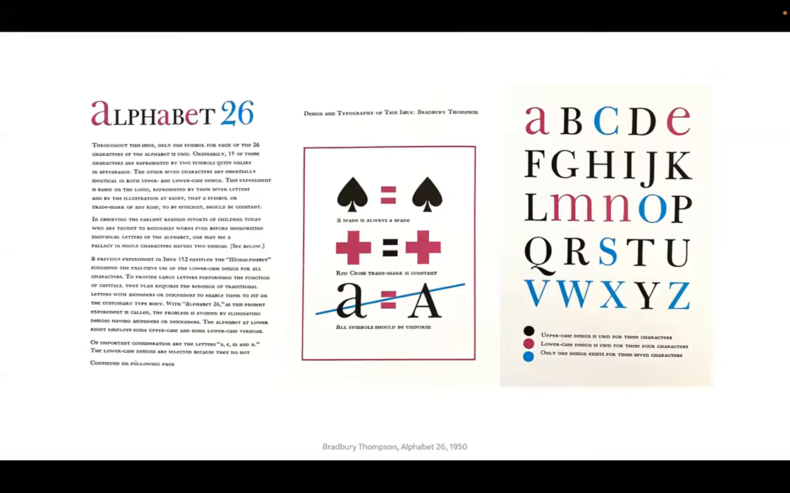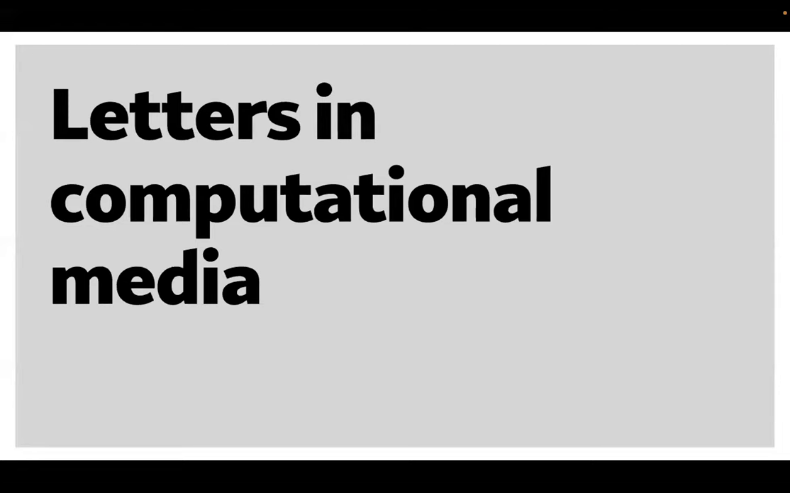in 1950 published something called Alphabet 26, which was also a unicase alphabet. And he designed this after seeing how his son struggled to learn upper and lowercase letters. So all of these rationalized alphabets from history had different goals. They were trying to improve written communication. They had an idea about efficiency or an aesthetic idea.